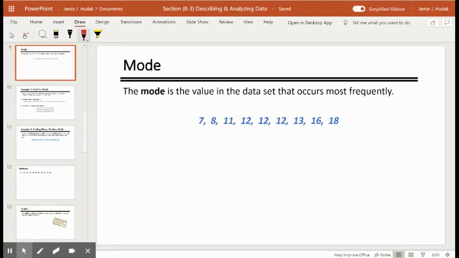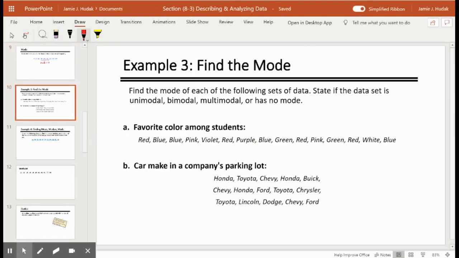Okay, so the next topic is mode. The mode is the value in a data set that occurs most frequently. Here in this set, if we look through it, we can see that the number 12 shows up more than any other, and we would say that 12 is the mode. In example 3, we're asked to find the mode in each of the following data sets.